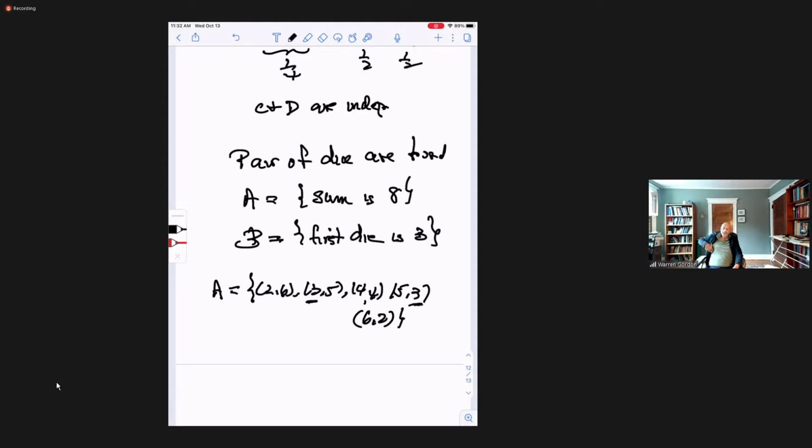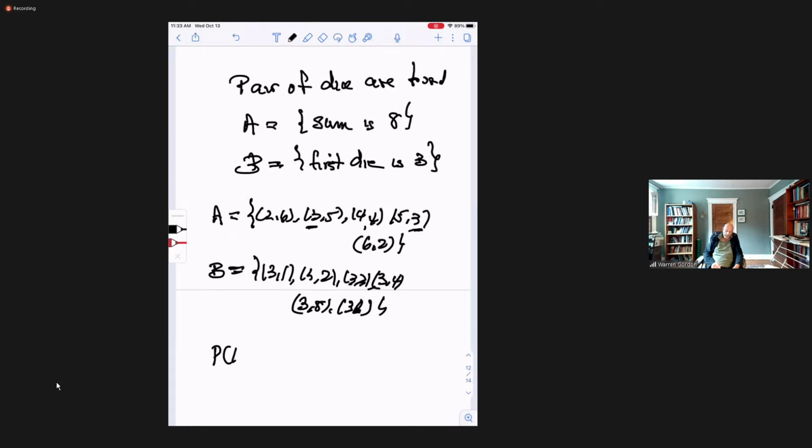It's possible that the B influences the A because there could be a 3 there. B would be 3,1; 3,2; 3,3; 3,4; 3,5; and 3,6. So the probability of A, by the way, is 5 out of 36, right? The probability of B is 6 out of 36.